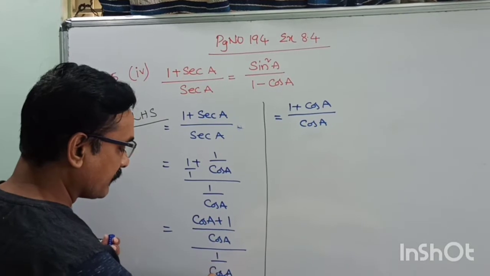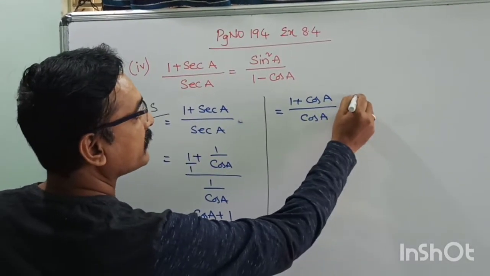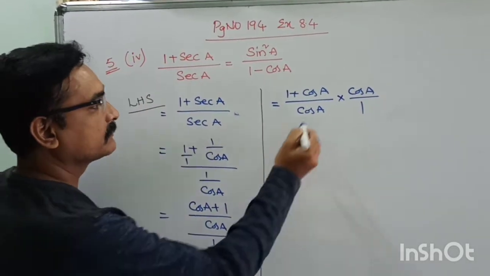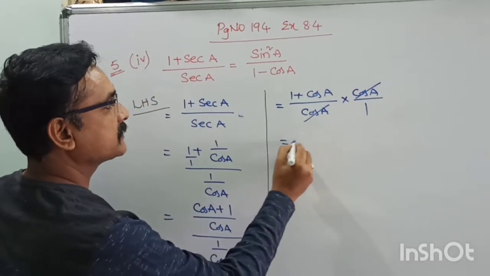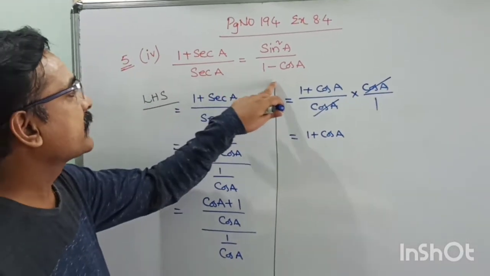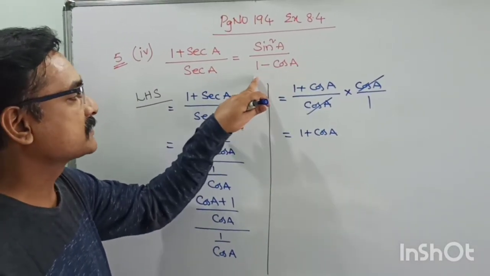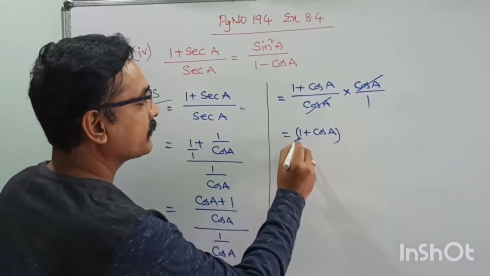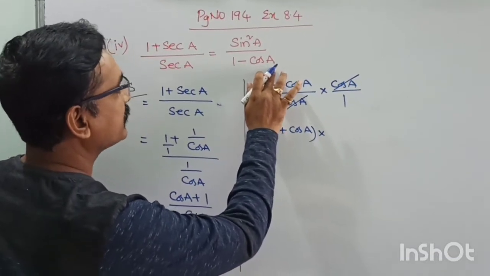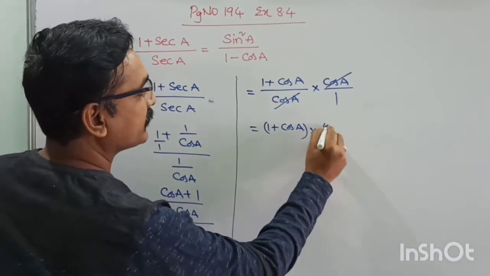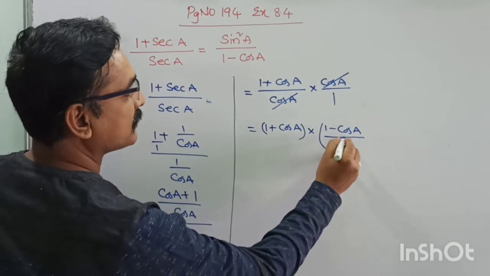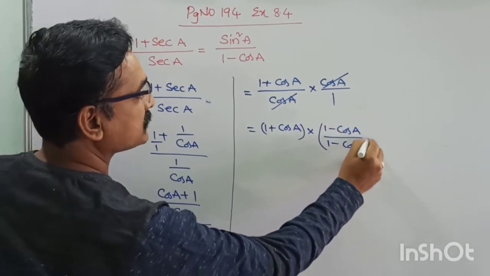Since the denominator is in the form of a fraction 1 by cos A, we can write this as the reciprocal, cos A by 1. Now both cos A get cancelled, so what is left over here is 1 plus cos A. But if you observe the right hand side, the denominator is 1 minus cos A. So now multiply 1 plus cos A with 1 minus cos A and divide with the same 1 minus cos A.